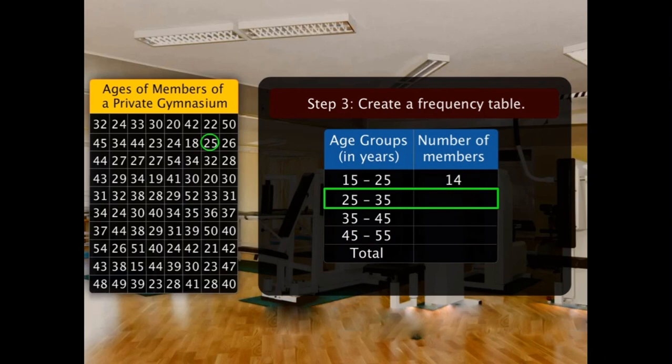In other words, 25 will be included in the class interval 25 to 35 and not in the lower class interval 15 to 25. Similarly, age 35 will be included in the class interval 35 to 45 and not in the interval 25 to 35. Thus, we complete the frequency table following these conventions.